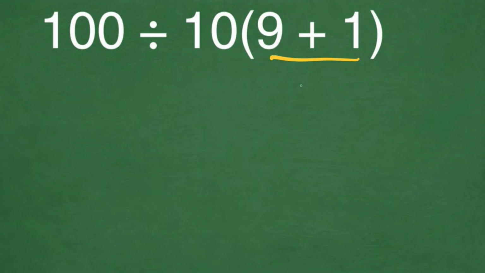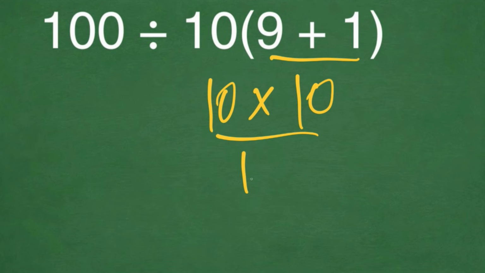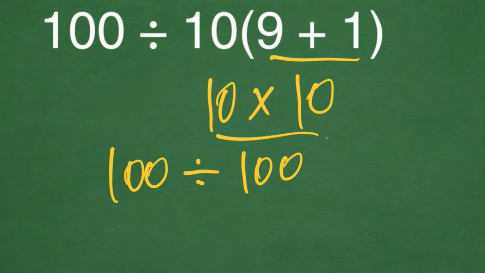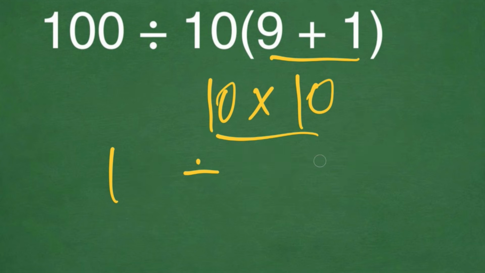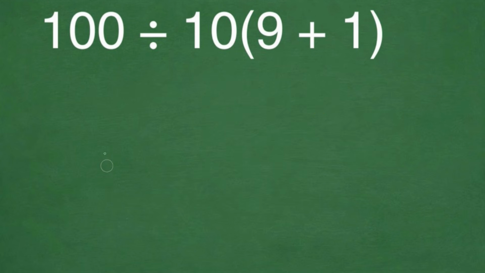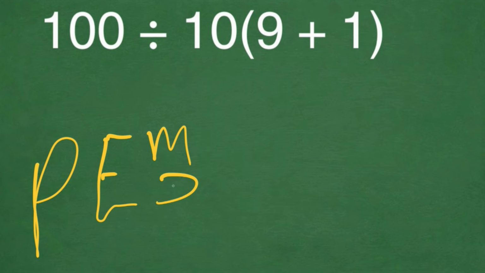9 plus 1 gives us 10, and 10 times 10 is equal to 100, and 100 divided by 100 is equal to just 1. But this answer is not correct, because according to the order of operation, PEMDAS, which I will write here. According to the rule PEMDAS, P stands for parenthesis, E stands for exponent, M and D stand for multiplication or division, A and S stand for addition or subtraction.